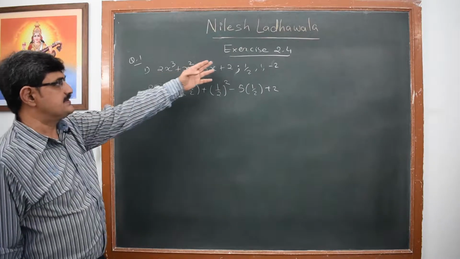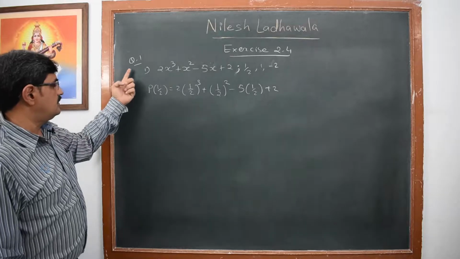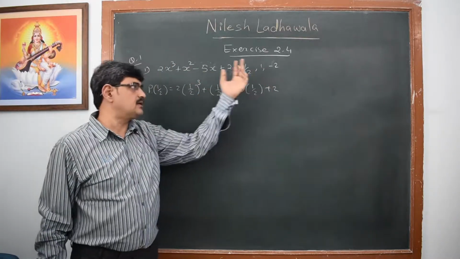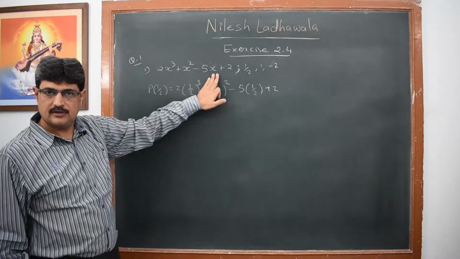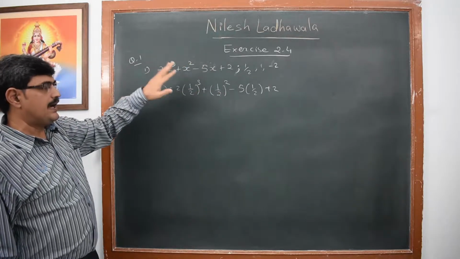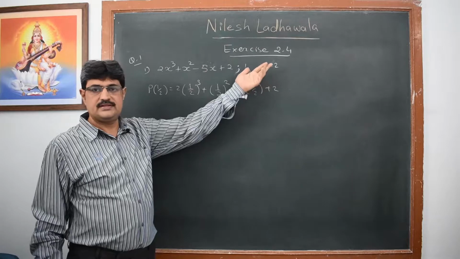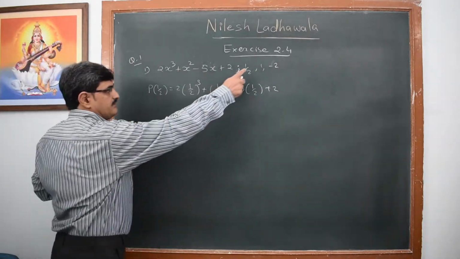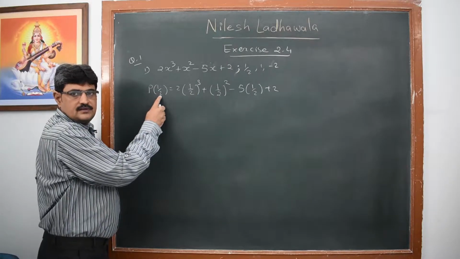Now we will do exercise 2.4. Question number 1. We are given the values of x and we have to check if they are zeros of the polynomial or not. And then we have to verify the relation between zeros and coefficients. So first of all, I will write 1 upon 2 in place of x.